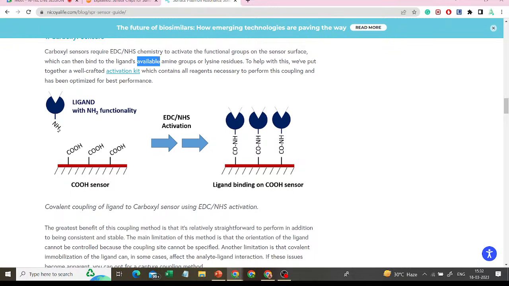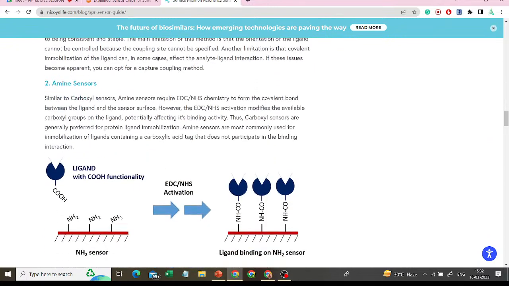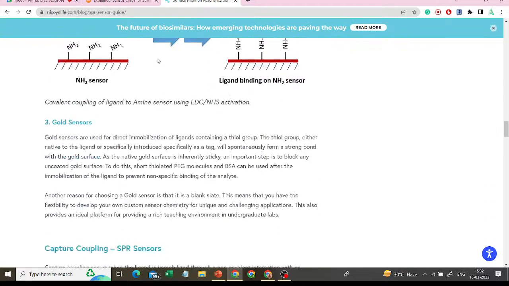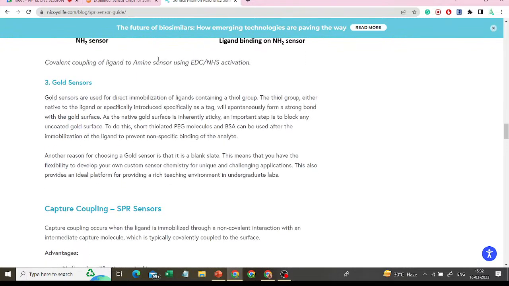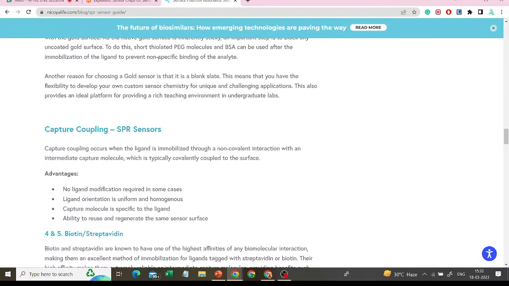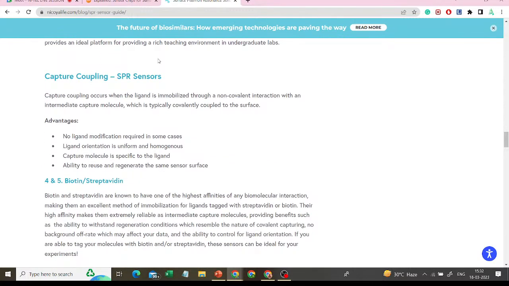So a well crafted activation kit. Then the amine sensors similarly require EDC or NHS activation to form the covalent bond between the ligand and the sensor surface. Then there is the gold sensor for direct immobilization of ligands using a thiol group. The thiol group, either native to the ligand, spontaneously forms a strong bond with the gold surface. Then capture coupling occurs when the ligand is immobilized.